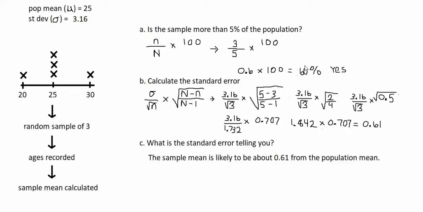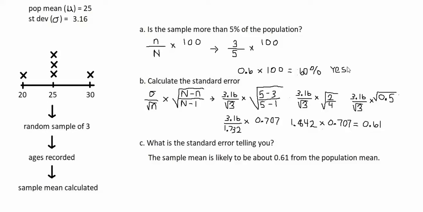So now we can go ahead and do part B, and there are 2 pieces of information we have to keep in mind for part B. We have to know what statistic is being calculated with a random sample, and we also have to know our answer to part A. So we know that a sample mean is being calculated, and we know that the sample is more than 5% of the population.